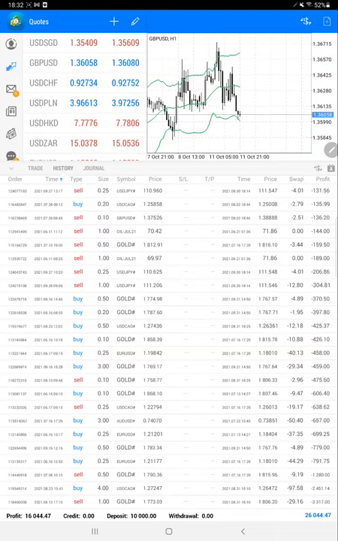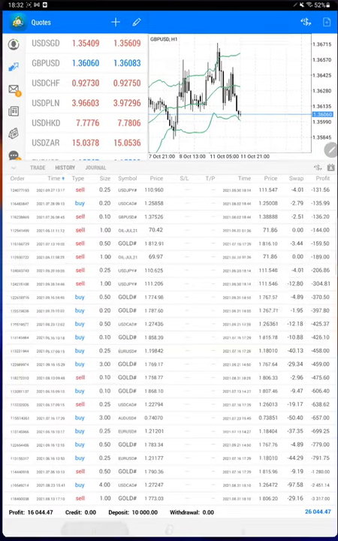So currently the profit is $16,044, and here is the current balance, which is $26,044. We'll verify some of the trading statistics with the trading account statement, and we'll also see the current risk reward ratio.